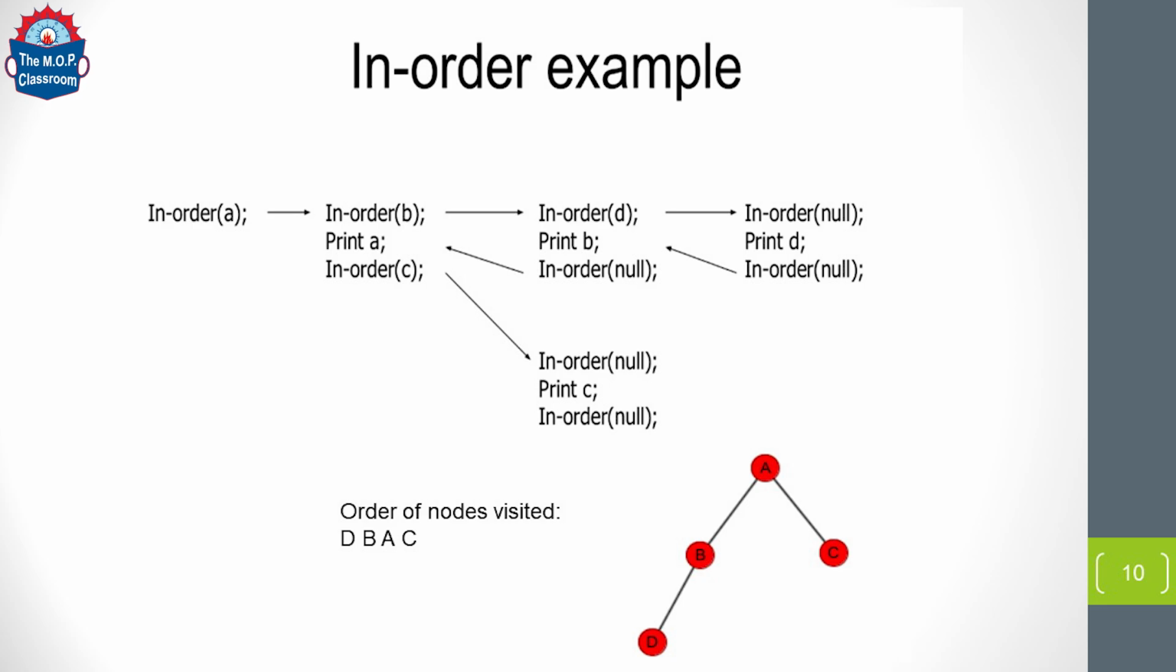So now it will print B. B doesn't have a right child, so in-order of null. Now, the left of A is over, so print A. Now it will move on to in-order of C.